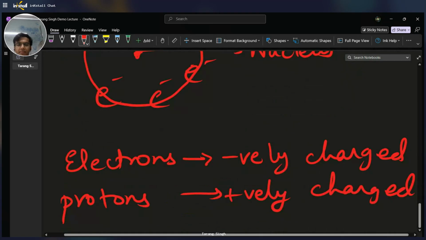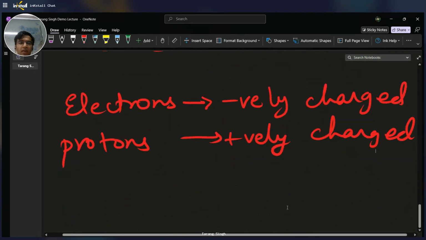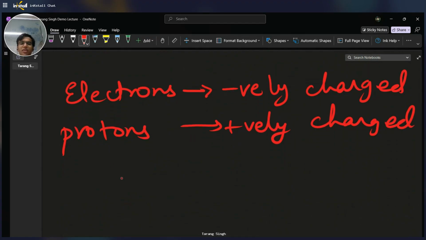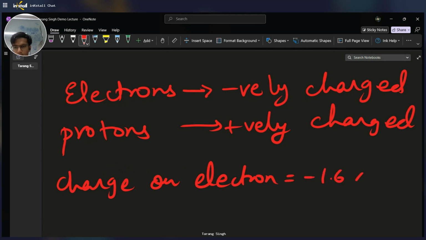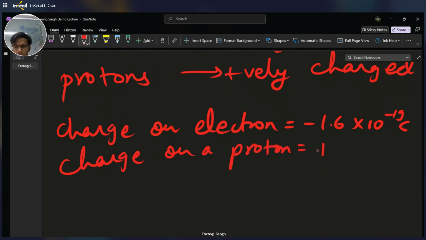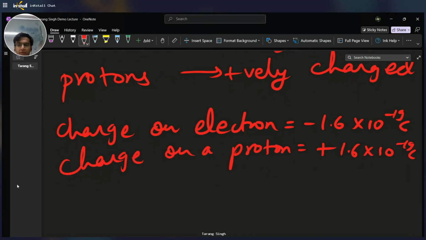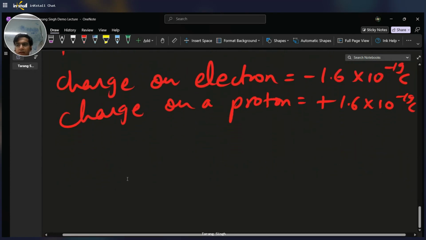Then these both in a neutral atom were equal in magnitude. The number of electrons and the number of protons were always equal. Also, the charge carried by an electron and the charge carried by a proton are the same. The only difference is the sign. The charge on an electron is negative 1.6 times 10 to the power minus 19 coulombs. Coulomb is the unit of charge. And the charge on a proton is positive 1.6 times 10 to the power minus 19 coulombs. So these both cancel each other. For a neutral atom, the number of electrons and protons are the same, so the net charge is zero, and the atom is neutral.